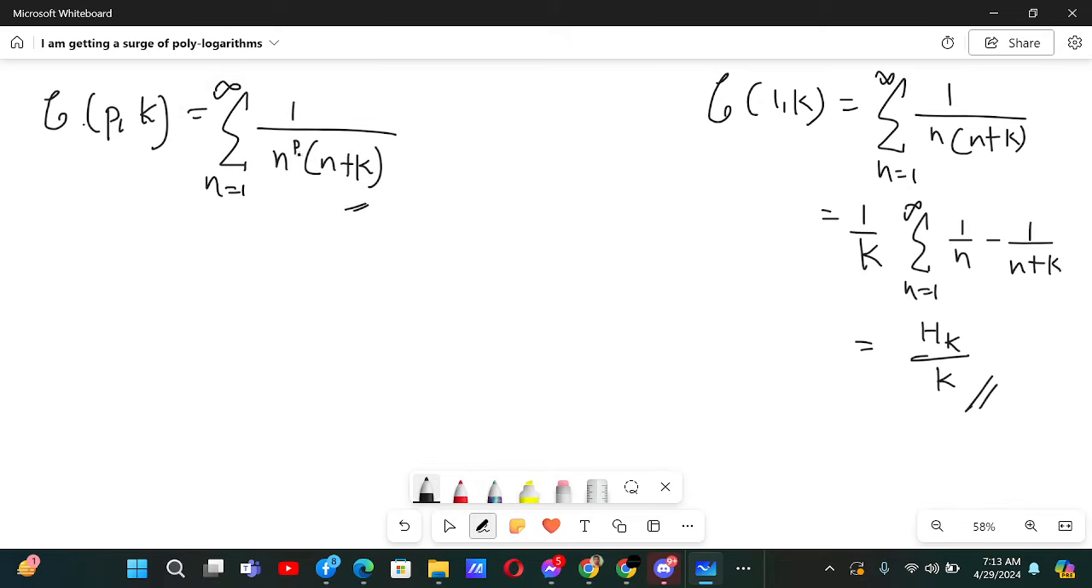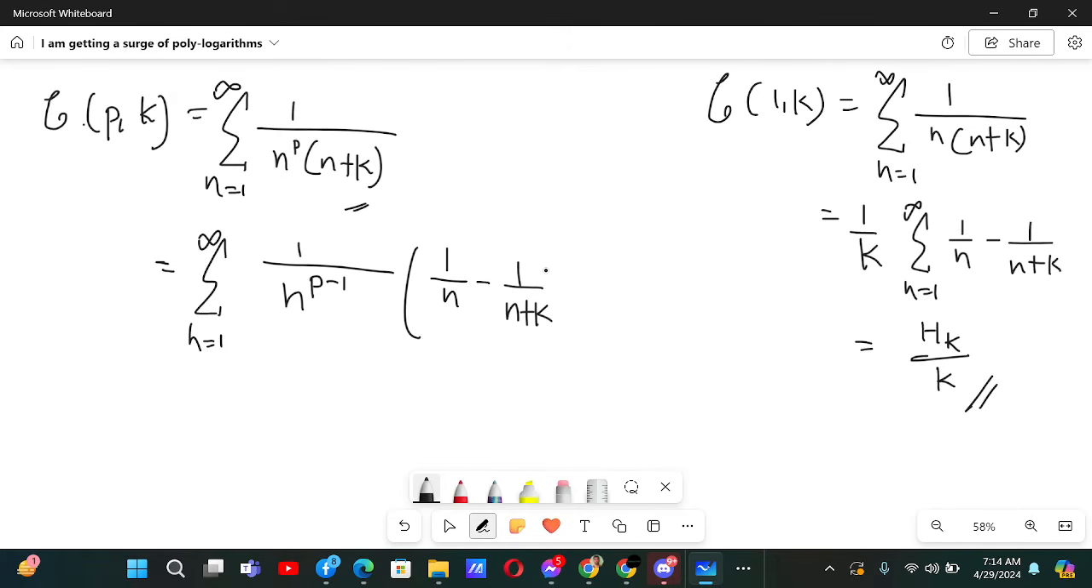So we'll basically try to break this into a lot of partial fractions. Yeah, we can try to do that as well, but instead of breaking it into a lot of partial fractions at once, we can also use recurrence and do it step by step. So let me show you how we can do it step by step. For that you can use similar logic. Let's say we can write it as n to the power p minus 1, n, and n plus k remain, and we can now break it into 1 by n minus 1 by n plus k, all divided by k.